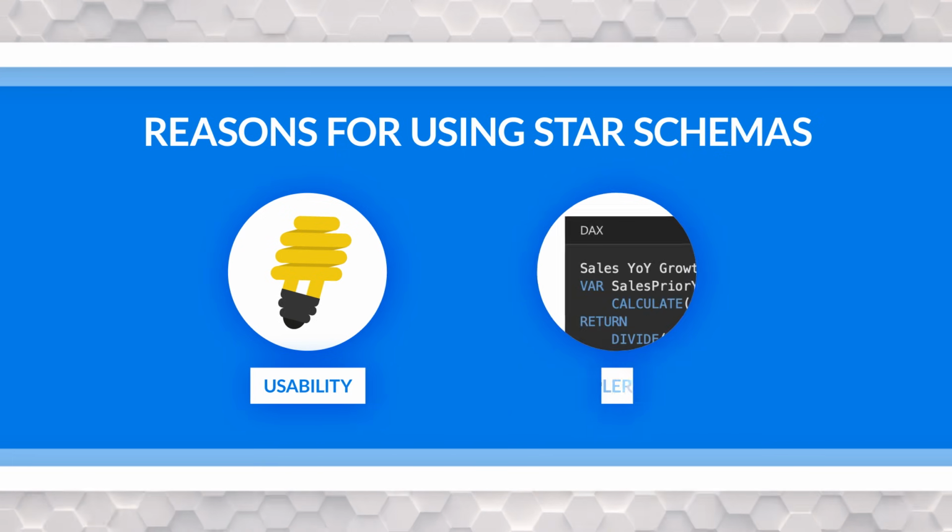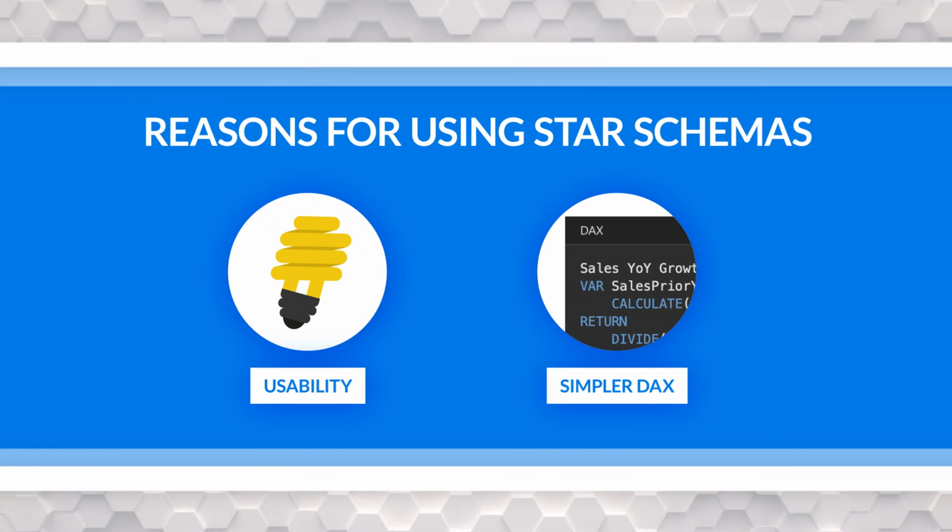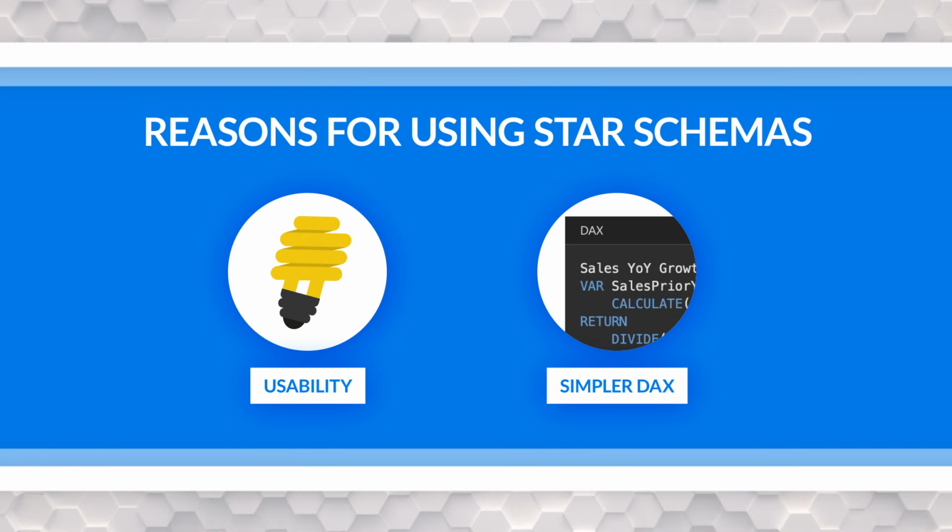Number two is something I see a lot. If you have a nice clean star schema, your DAX is most of the time easier to write and simpler than the DAX going against a wide flat table.